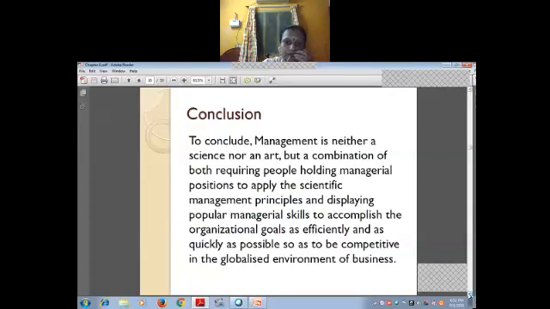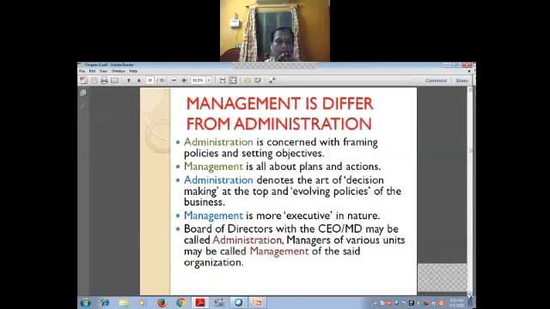Okay, at last they will come to the conclusion. To conclude, management is neither a science nor an art but a combination of both. So both are there, isn't it? It requires people holding manager positions to apply scientific management principles and display proper managerial skills to accomplish the organizational goals as effectively and quickly as possible so as to become competitive in the globalized environment of business. So both are there.